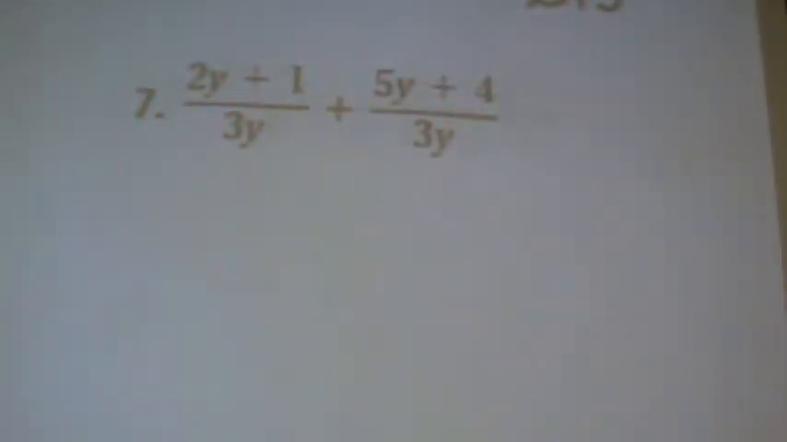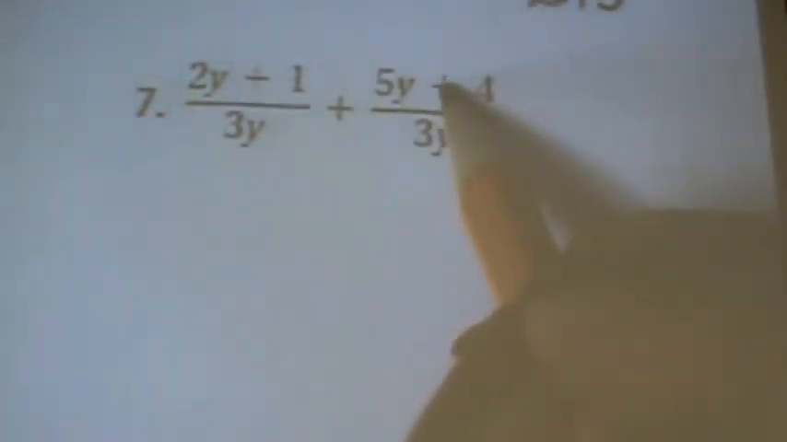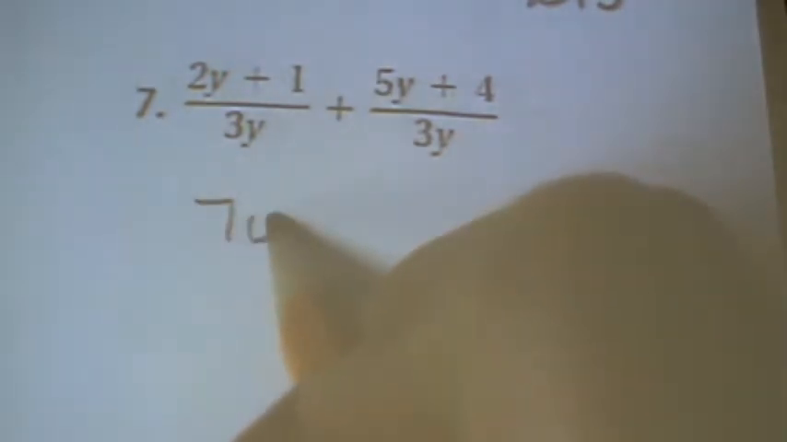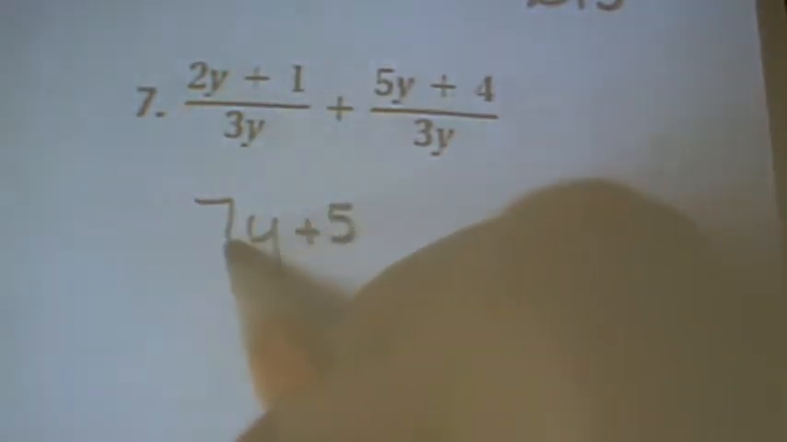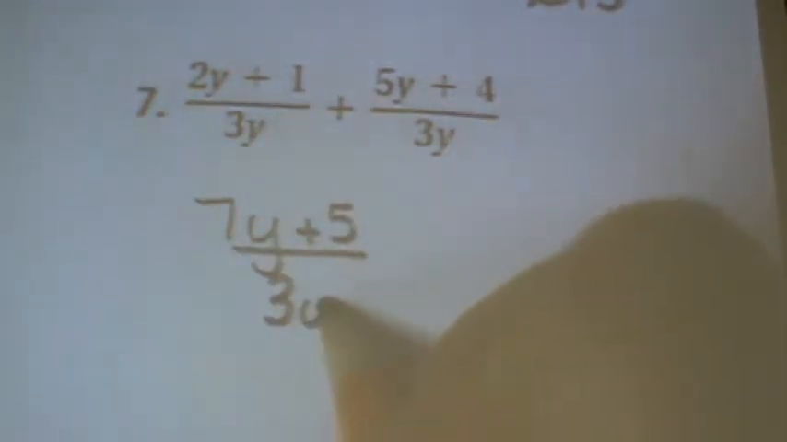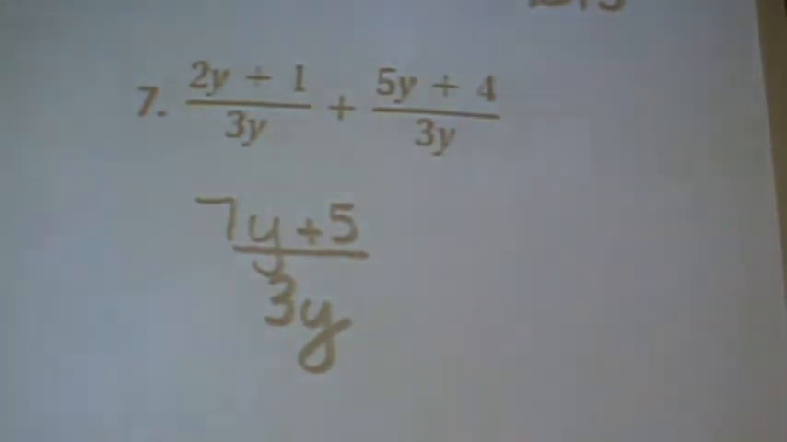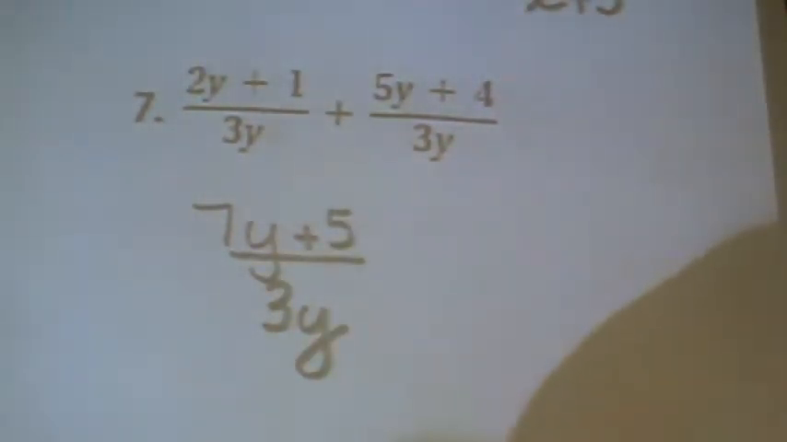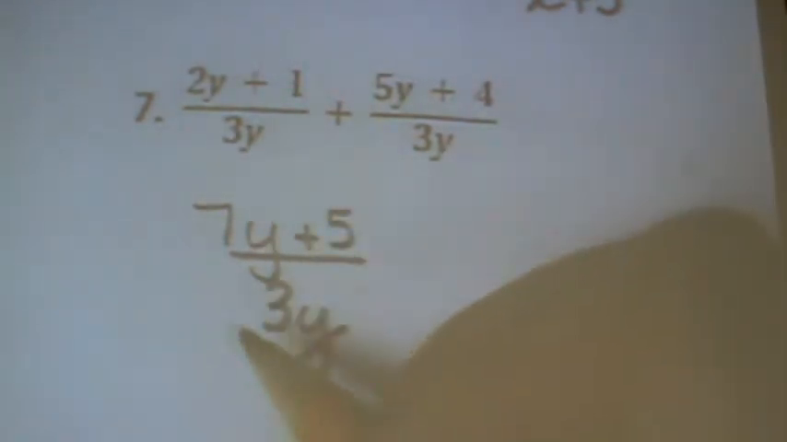7. Are the denominators the same? So what do you get when you combine these two numerators? 7y plus 5 over 3y squared, not 6y, right? Or 6y squared, okay, good. Can I cancel these y's out? No. Good job. Can you simplify anything? No, so this is done.